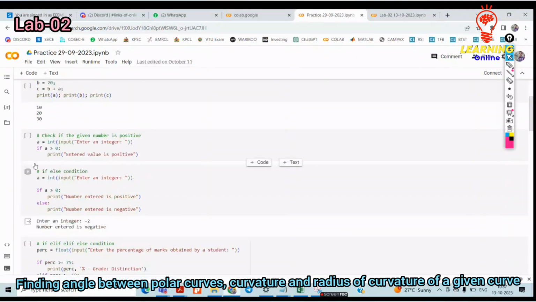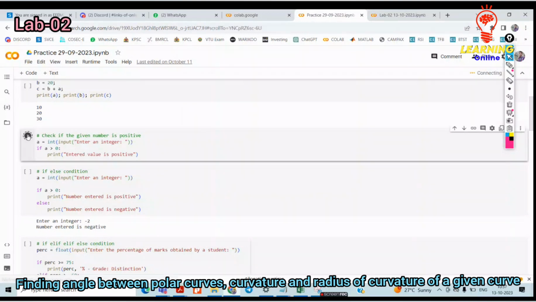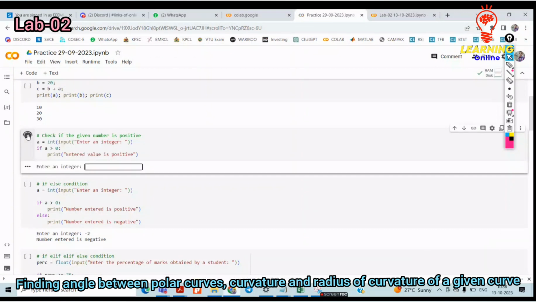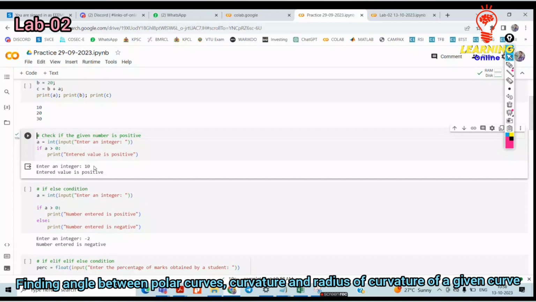For example, this is an if condition. We need to check whether the entered value is positive. I will go for run. Once I click on run, I will get an input box, and in that I have to give the input. Once I enter a value 10 here, on my system I press enter, then it is executing. But on your mobile, there is no enter button for this execution, so you are not getting output, and you are getting an error. Keep this in mind.